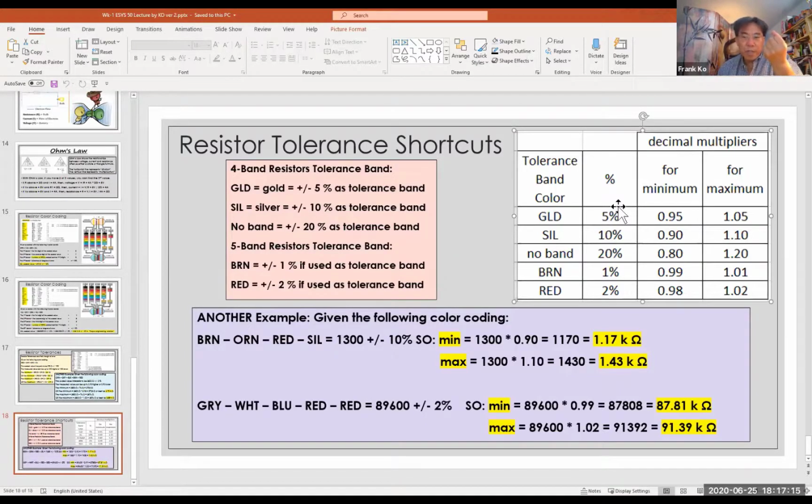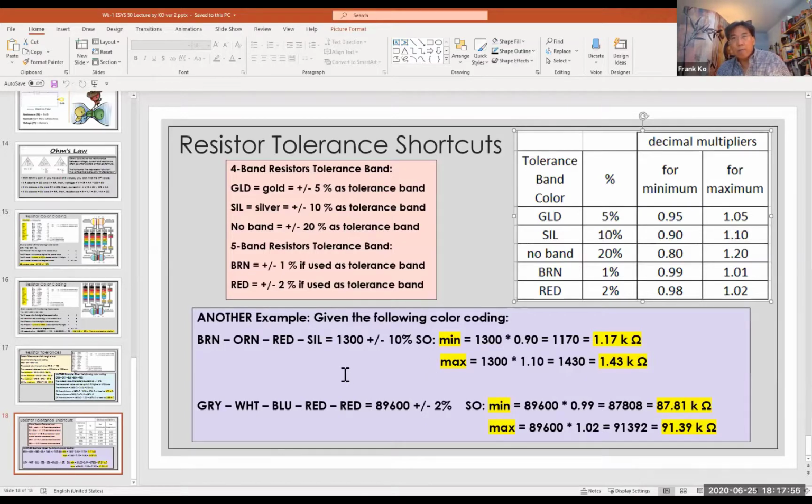You save yourself the step of having to subtract that 5% in ohms, or add that 5% in ohms. You just use the decimal multiplier. How about 100% add 5%? If you have 100% and you add back 5% for maximum, won't that be 105%? And isn't the decimal for 105% 1.05? There you are. And that's how this chart comes about. All of these decimal multipliers are easily determined just by adding or subtracting the percentage to the 100%.